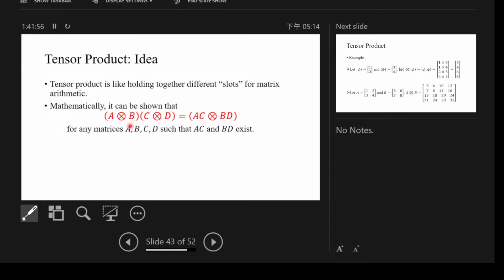So if you have A tensor B, which is a big matrix, and some C tensor D, where C has the same dimension as A, and D has the same dimension as B, so that they all fit together, then these two huge matrices multiplied together equal multiplying the first slots together, A multiplied by C, tensor with B multiplied by D. Okay. I think this is the most important property of the tensor product, that you can keep these different slots such that when you multiply different tensor products, you are just multiplying different slots.